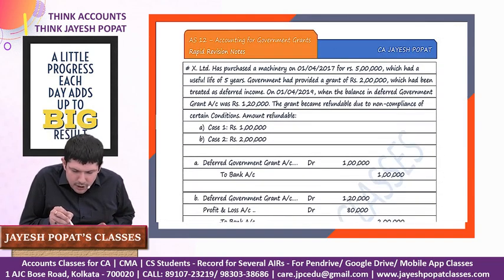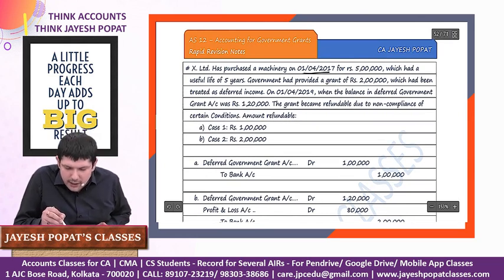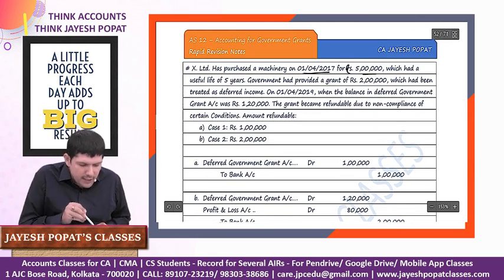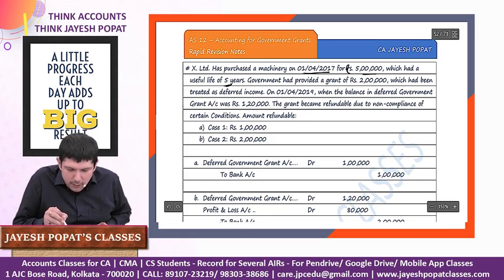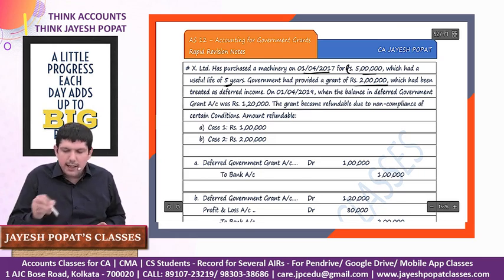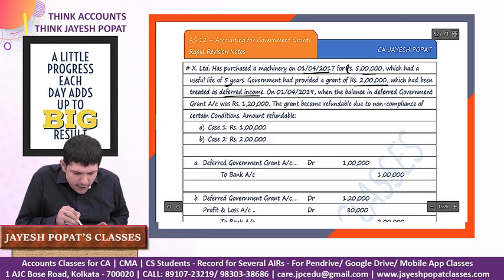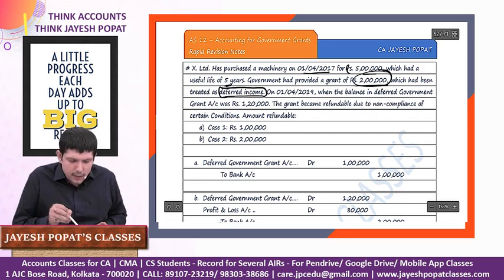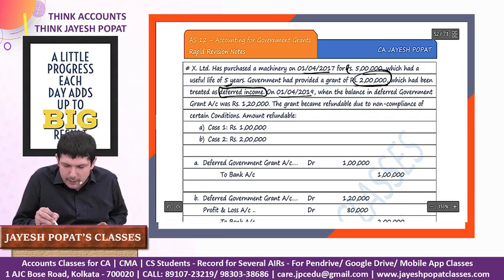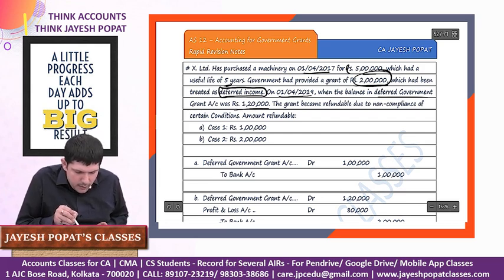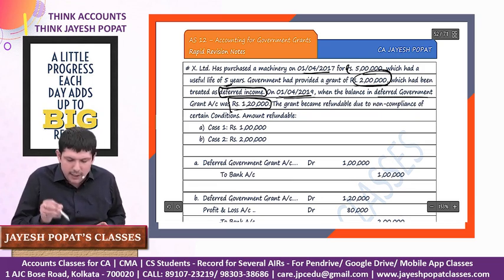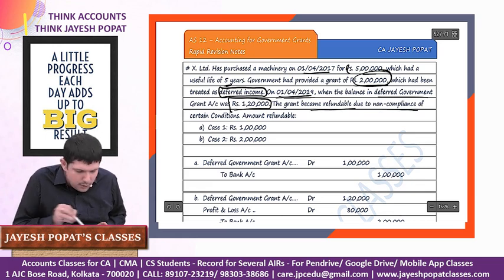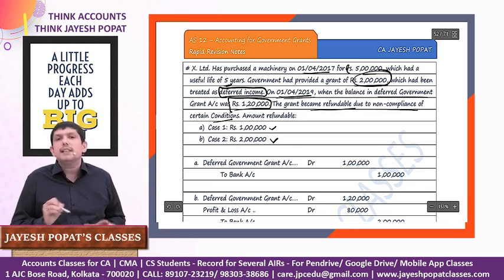X Limited has purchased a machinery on 1/4/2017 for rupees 5 lakh, which had a useful life of 5 years. Government had provided a grant of rupees 2 lakh, which had been treated as deferred income. You have treated this amount of 2 lakh as a deferred income. On 1/4/19, the balance in deferred government grant account was 1,20,000. The grant became refundable due to non-compliance of the condition, and the amount of refund in first case is 1 lakh, in second case is 2 lakh.